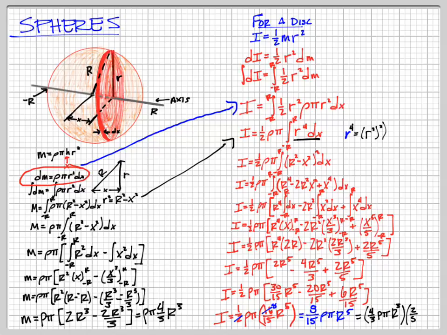Hopefully you can figure that out looking at it. 4/3 times 2/5 is 8/15. And I have r squared left over. We plug in for the mass. That's mass. Plug it in, and I got 2/5 mr squared.